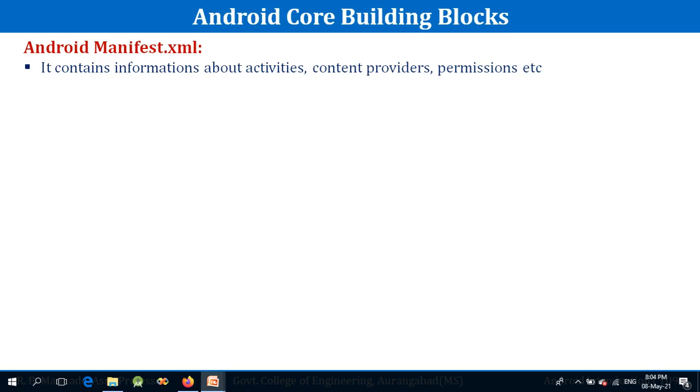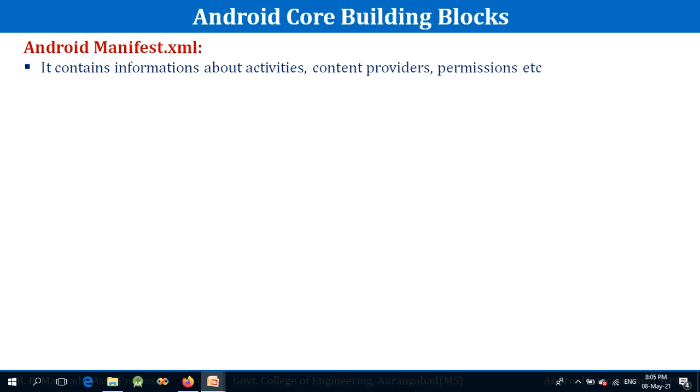Then the last core building block of an Android application is called the AndroidManifest.xml file. Actually, in the first practical, we have seen in detail this Android manifest file, each and every element of the AndroidManifest file. We have seen it, but again, as a core block of an Android system, we will again focus on some major aspects of the AndroidManifest.xml file.